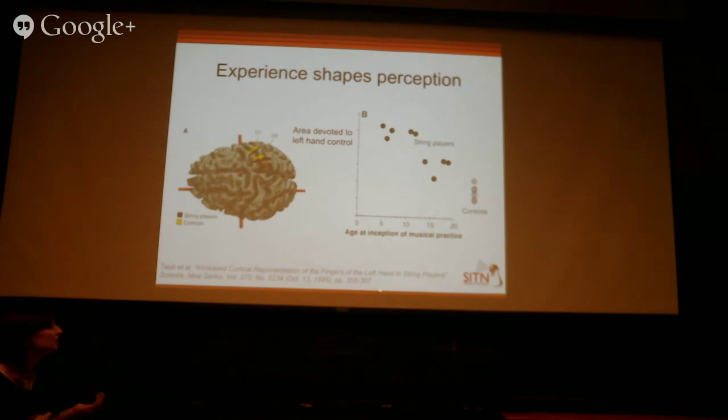So when the subject started playing a musical instrument by the age of 5, it actually had a much greater effect on the area devoted to their left hand sensation and control compared to those who never played a string instrument. And this has also been shown for blind people who read braille: the area in the brain for the index finger was much enlarged.